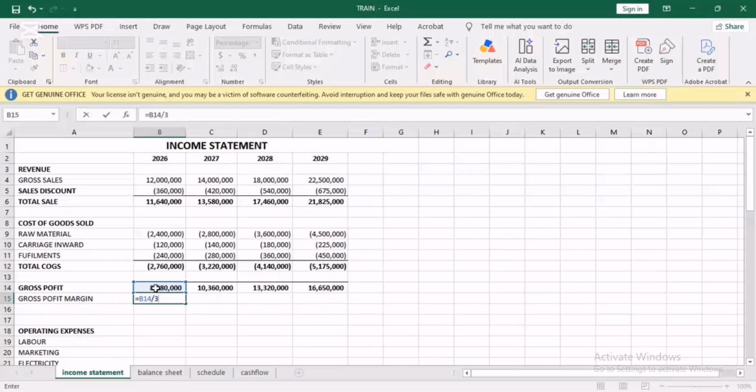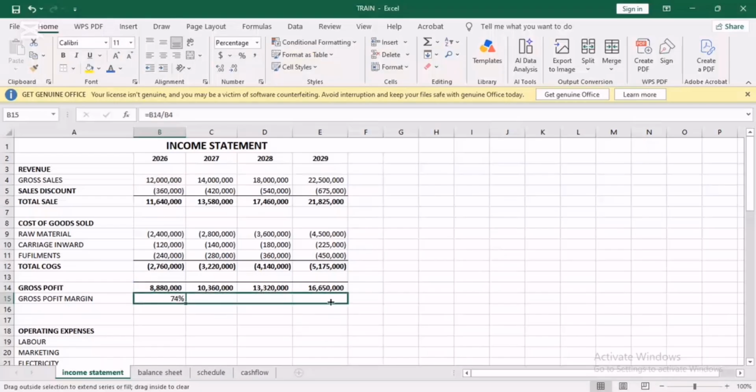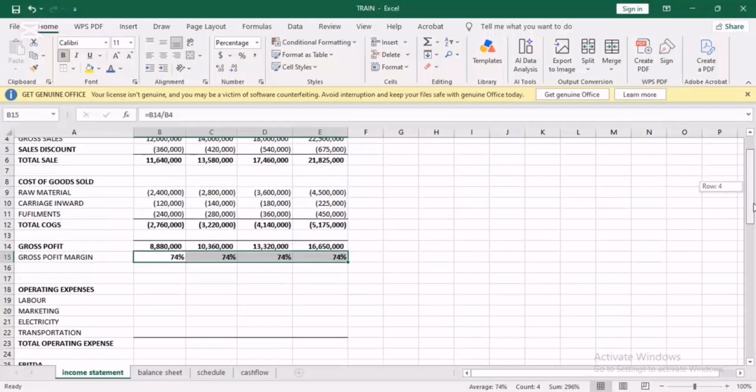Let me take away this pop-up. Divide by our gross sale. That's it. So let me hit enter. See that? So 74% of gross sale is what we have as our gross profit. So let's make it bold. Exactly. So now let us move on to the next.